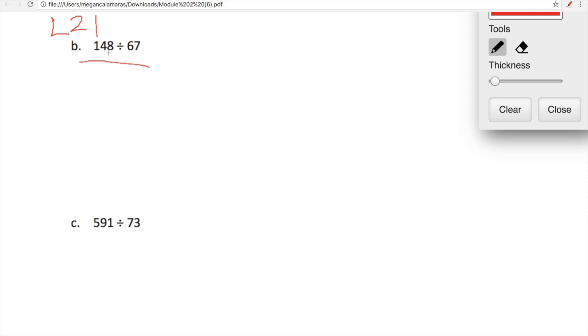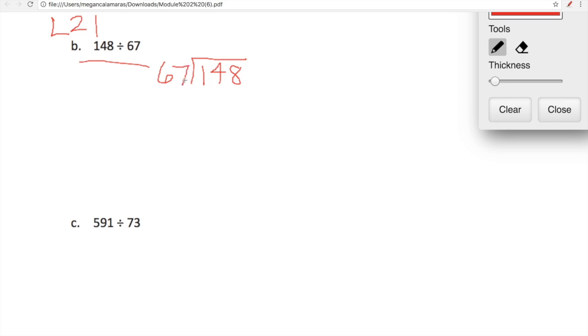Let's look at B. This is 148 divided by 67. It's really important, I should actually say imperative, that is a fancy word for important, to figure out how to set this up. This is 148 divided by 67.